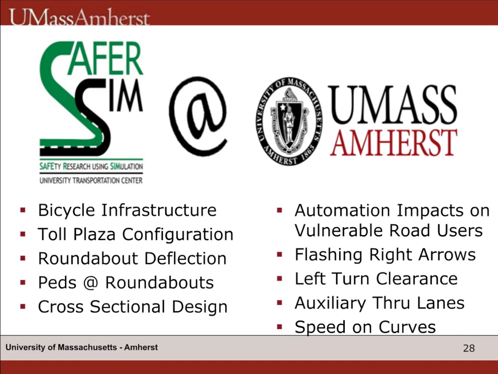So these are just some of the ones that are ongoing here at UMass, including a bicycle infrastructure project, toll plaza configuration. We're looking at a couple different aspects of roundabouts and cross-sectional design, thinking about vehicle automation, flashing right turn arrows, left turn clearance associated with flashing yellow arrows for left turns, auxiliary speed lanes, or through lanes, and speeds on curves. So if they do have any interest, by all means feel free to follow up with myself or Cole afterwards, and we'd be happy to talk to you about any of the activities that we currently have underway.